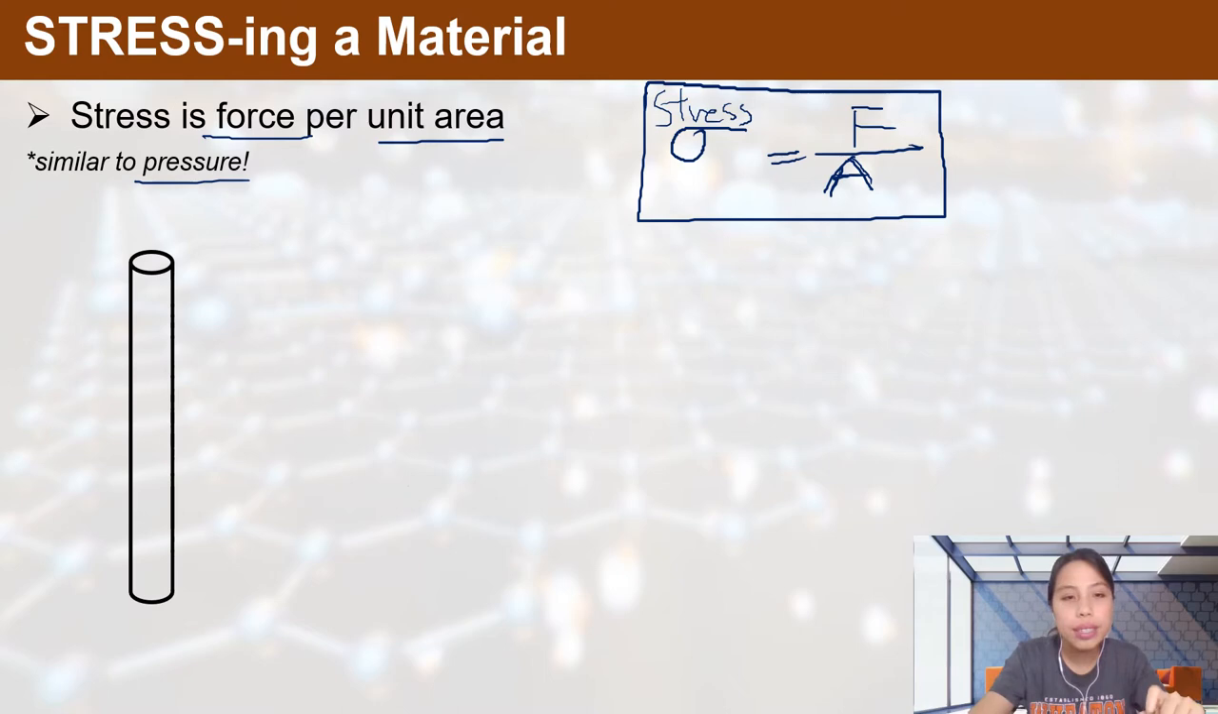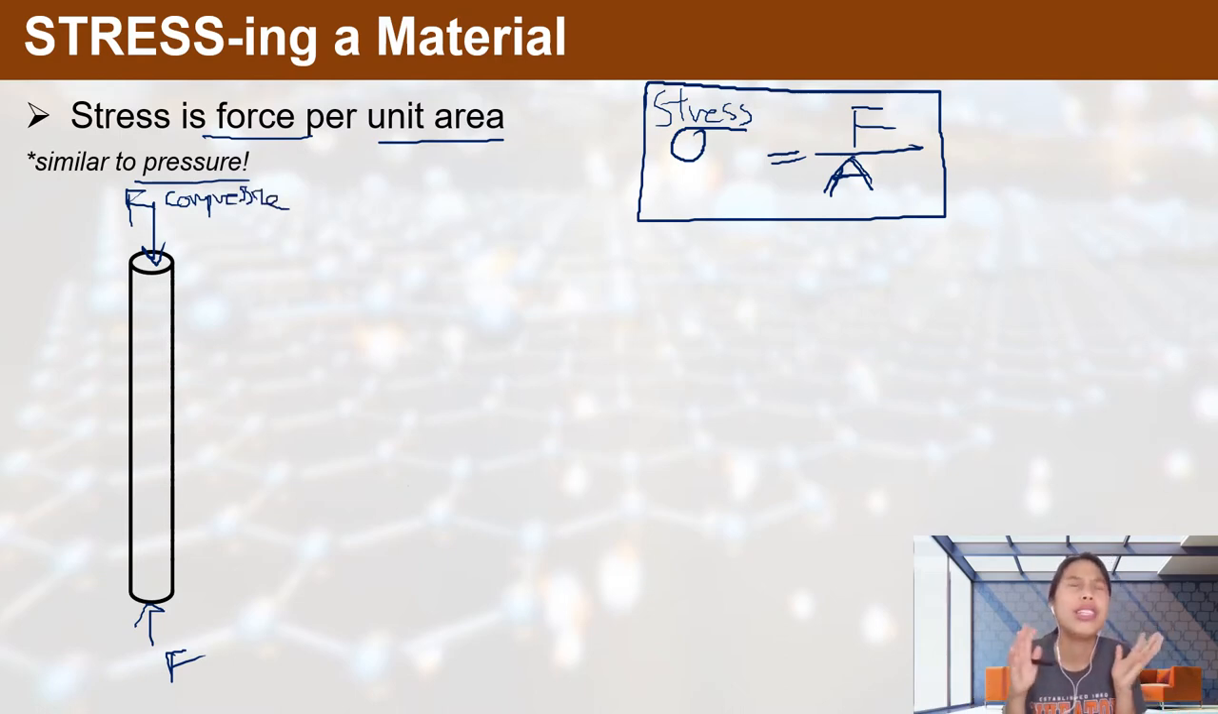For example, if I have this wire that I zoom in, and I see it this big. If I'm trying to apply a compressive force, so same force, and this is compressive, this poor material is having stress. Wow, very stressed. I've got this thing pressing me here, pressing me there. So that is what we call the stress, and we can calculate it.